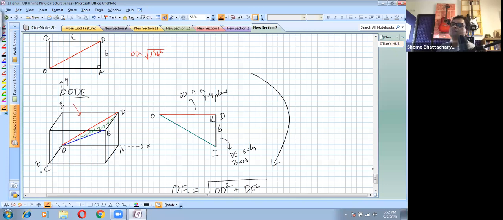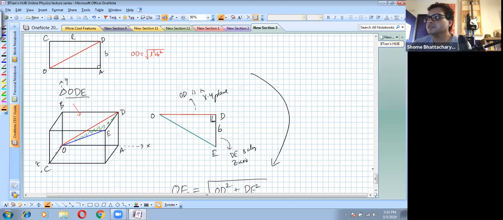So a question based on what we learned so far: I have given you one already. 3 i cap plus 4 j cap plus 12 k cap. Find the magnitude of the vector. It's very simple. It is root of 169, or 13. Till now, what we have learned, that is the only application question. That's why I have not given you more.